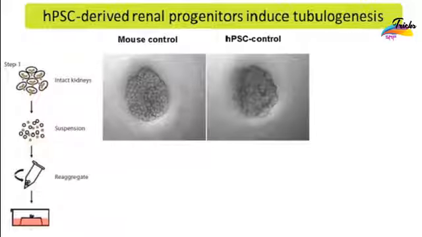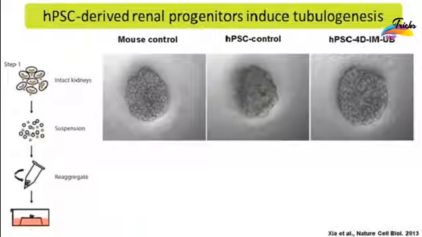When we reaggregated our undifferentiated pluripotent stem cells together with embryonic kidney cells, we could observe that they were not able to derive any rudimentary structure like in this mouse control assay. On the contrary, when we used 4-day ureteric progenitor cells derived from human embryonic stem cells, we could observe that these cells were able to execute and to induce this tubulogenic potential.